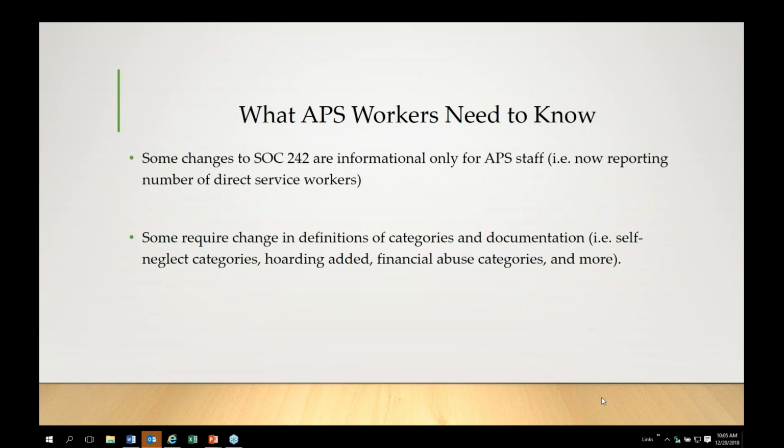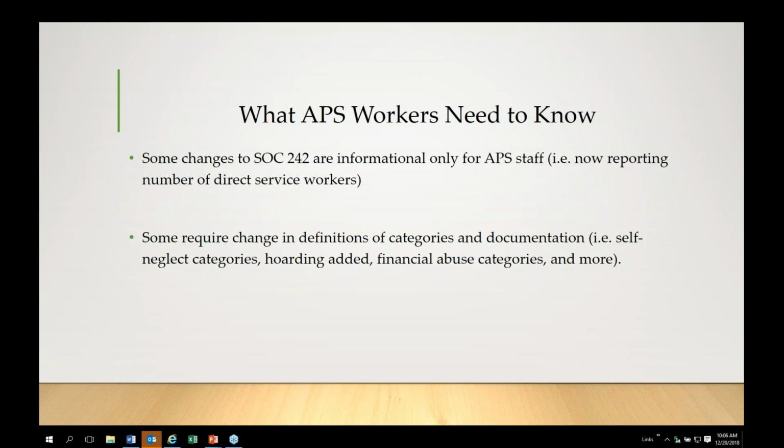So the point of this webinar is to make you aware of some changes that don't directly affect you, but are important for you to know. So one of the big ones is we're now going to be collecting information about how many APS workers, managers, intake workers are in the state of California.